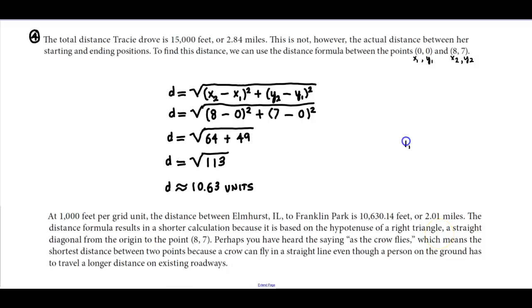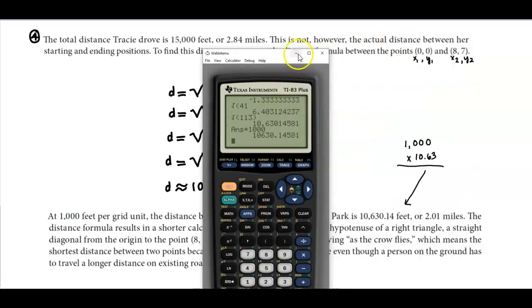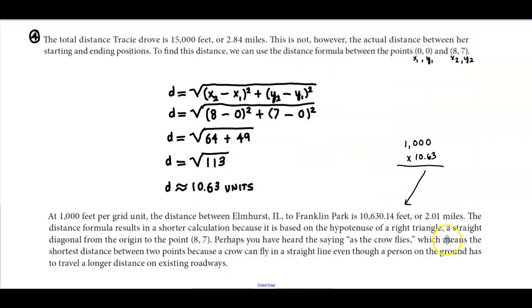Well, we take 1,000 and we need to multiply that by 10.63. That's going to give us that result in terms of feet. So again, if we take this number and multiply it by 1,000, that's how we're getting 10,630.14 feet. Or you can convert that to miles.